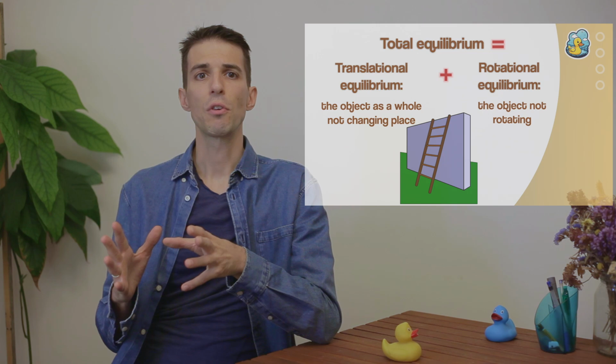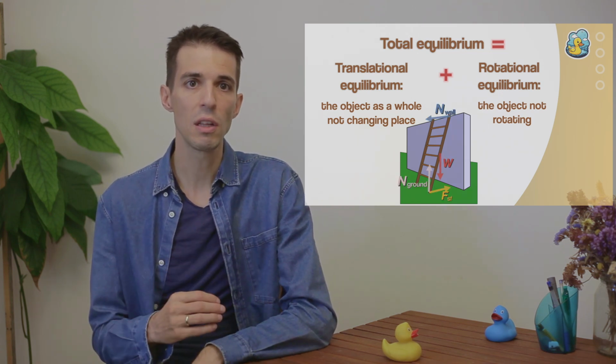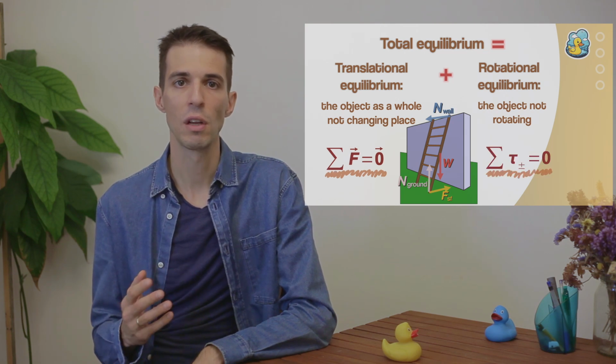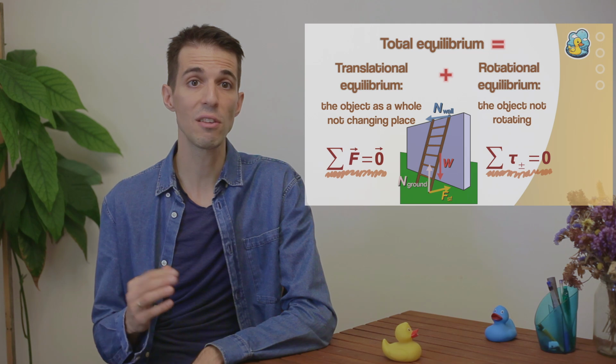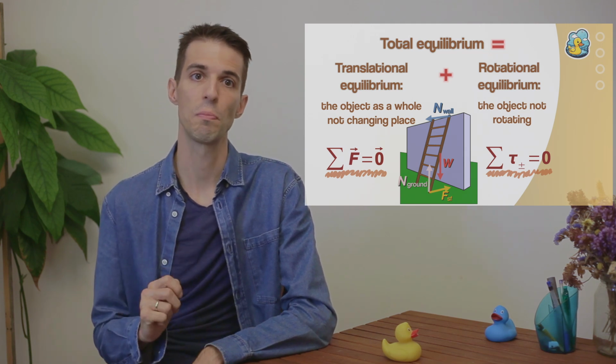Think about a ladder leaning against a wall. For the ladder to stay perfectly still, both the forces acting on it and the torques must balance. If they don't, the ladder might slide or tip over. Remember this example, we will return to it in a later video.